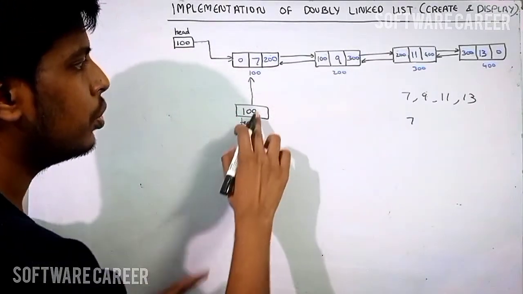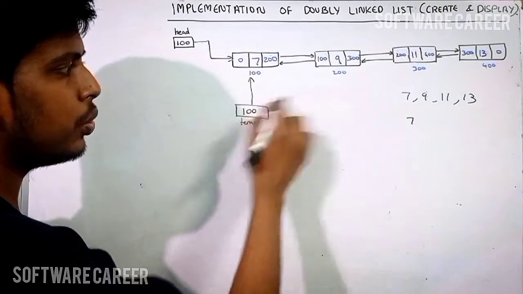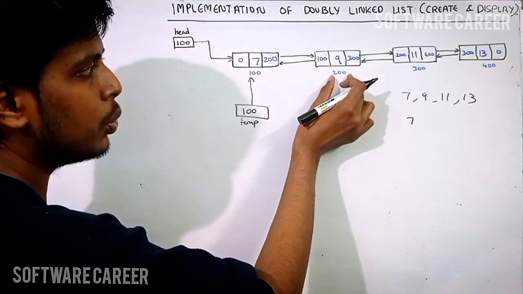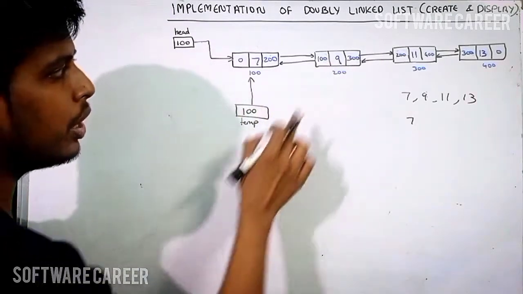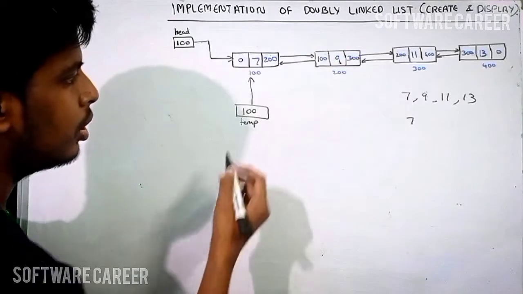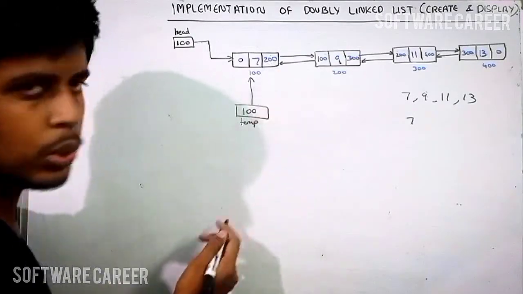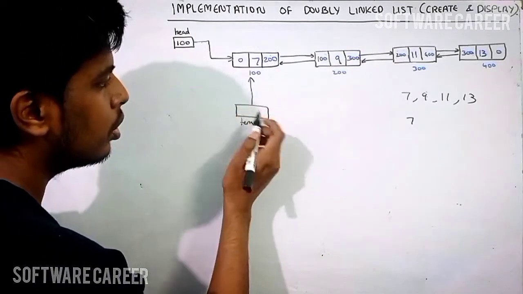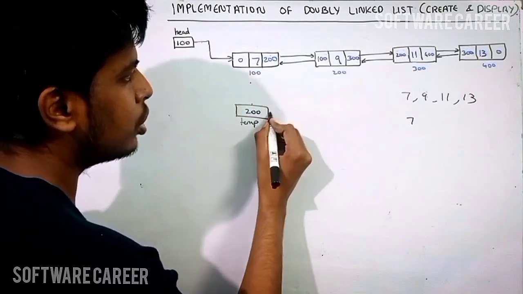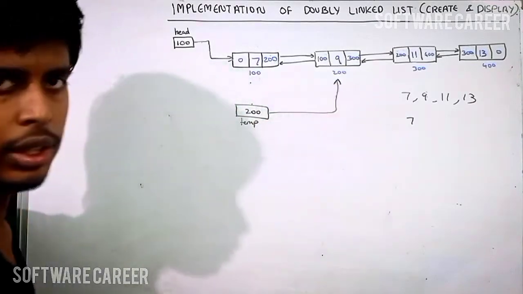Then what you should do? You should move the temp pointer to the next node. So how can you move? You should store the address 200 over here. How can you access this address? You should write temp equals temp next. So temp is 100, 100 next is 200. So you should write 200 here. If you write it, then the pointer points towards the node having address 200.